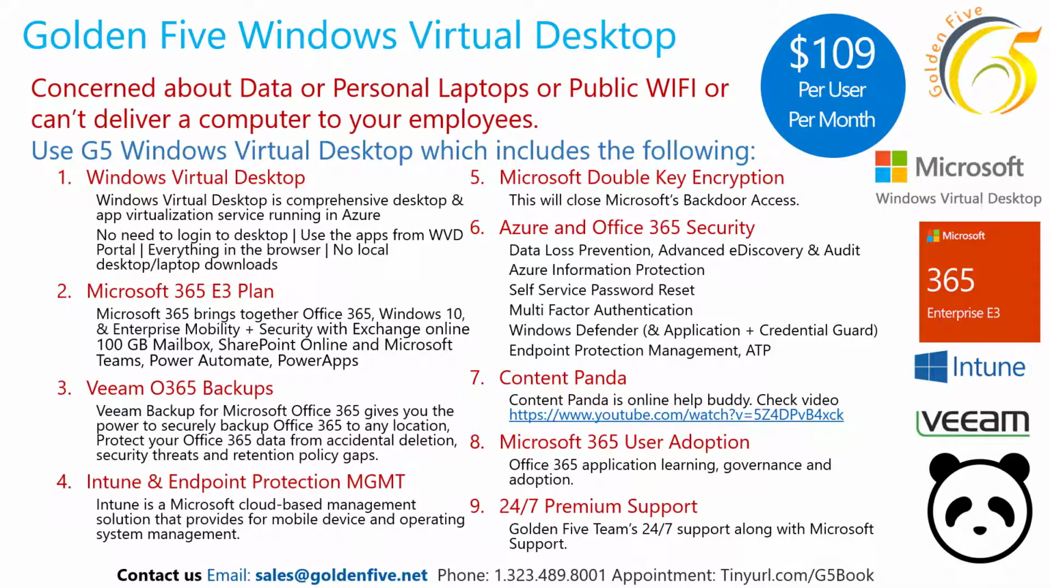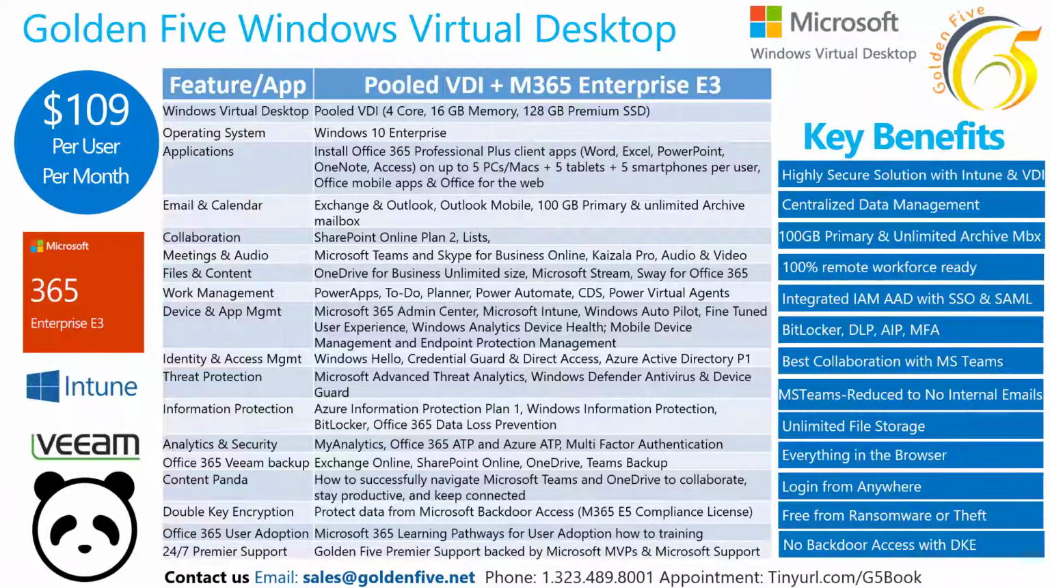This is our standard plan, which comes at $109 per user per month. It includes Windows Virtual Desktop, Microsoft 365 E3 plan, Veeam backup, Intune, Endpoint Protection Management, double key encryption, Azure and Office 365 Security, which also adds Endpoint Protection Management and ATP for Windows. We are also including Content Panda, Microsoft 365 User Adoption Guide, and our 24/7 support. Here are all the descriptions.